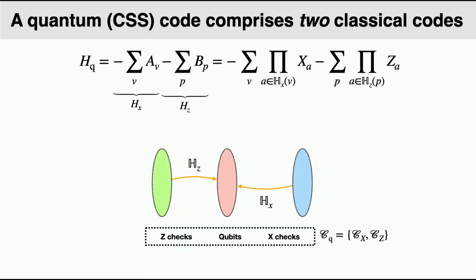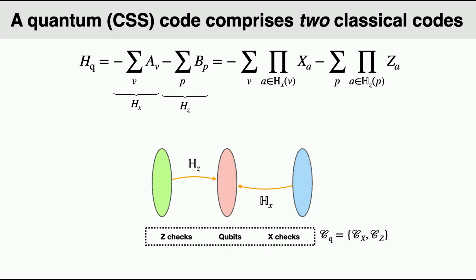Now, a quantum code actually comprises 2 classical codes. Okay, there's the HX and there's the HZ. So if I just think of 3 vector spaces now, one associated with the qubits, one associated with the Z checks, and one associated with the X checks, then I have an X-type parity check matrix, which is a map from the vector space of X checks to the vector space of qubits. And then I have a Z-type parity check matrix, which is a map from the vector space of Z checks to the vector space of qubits. Okay, so that's what that is.